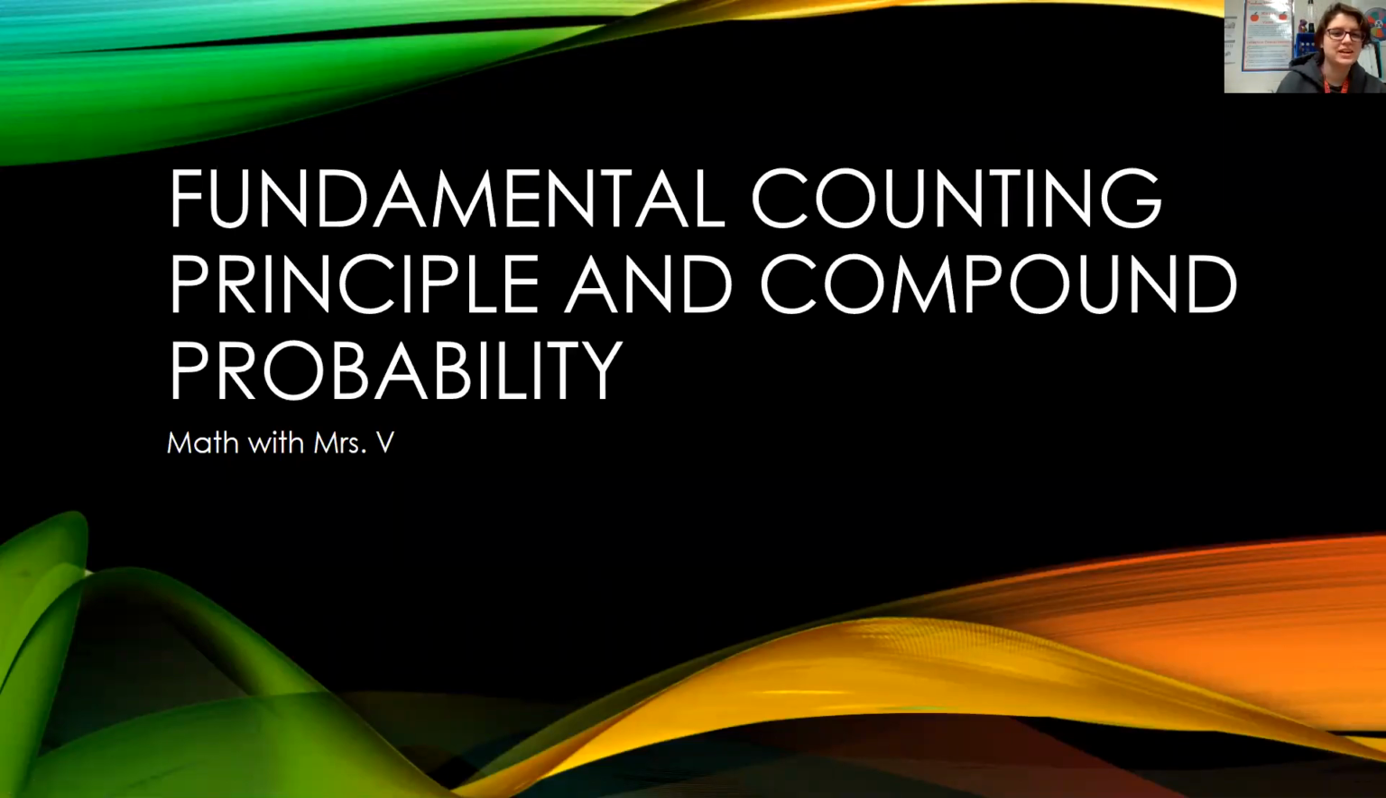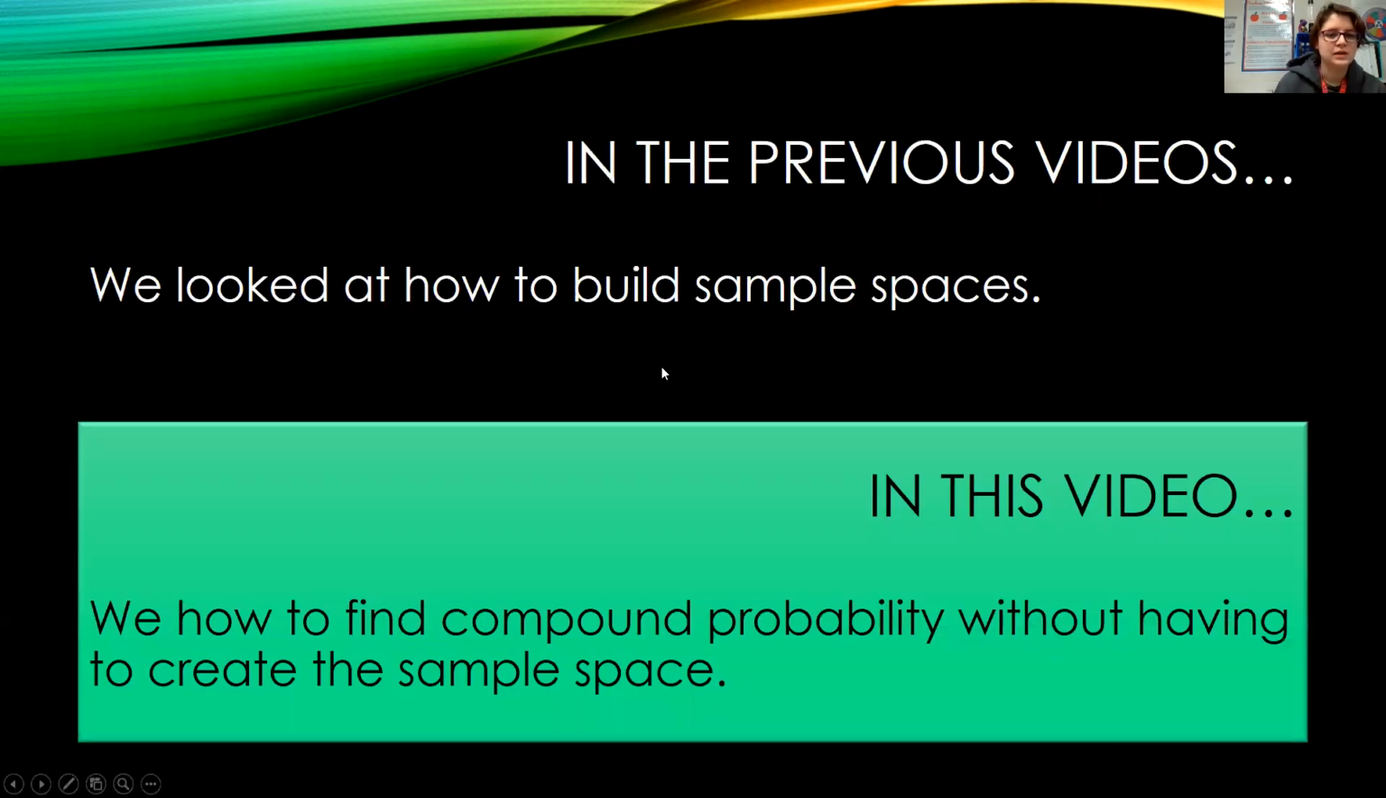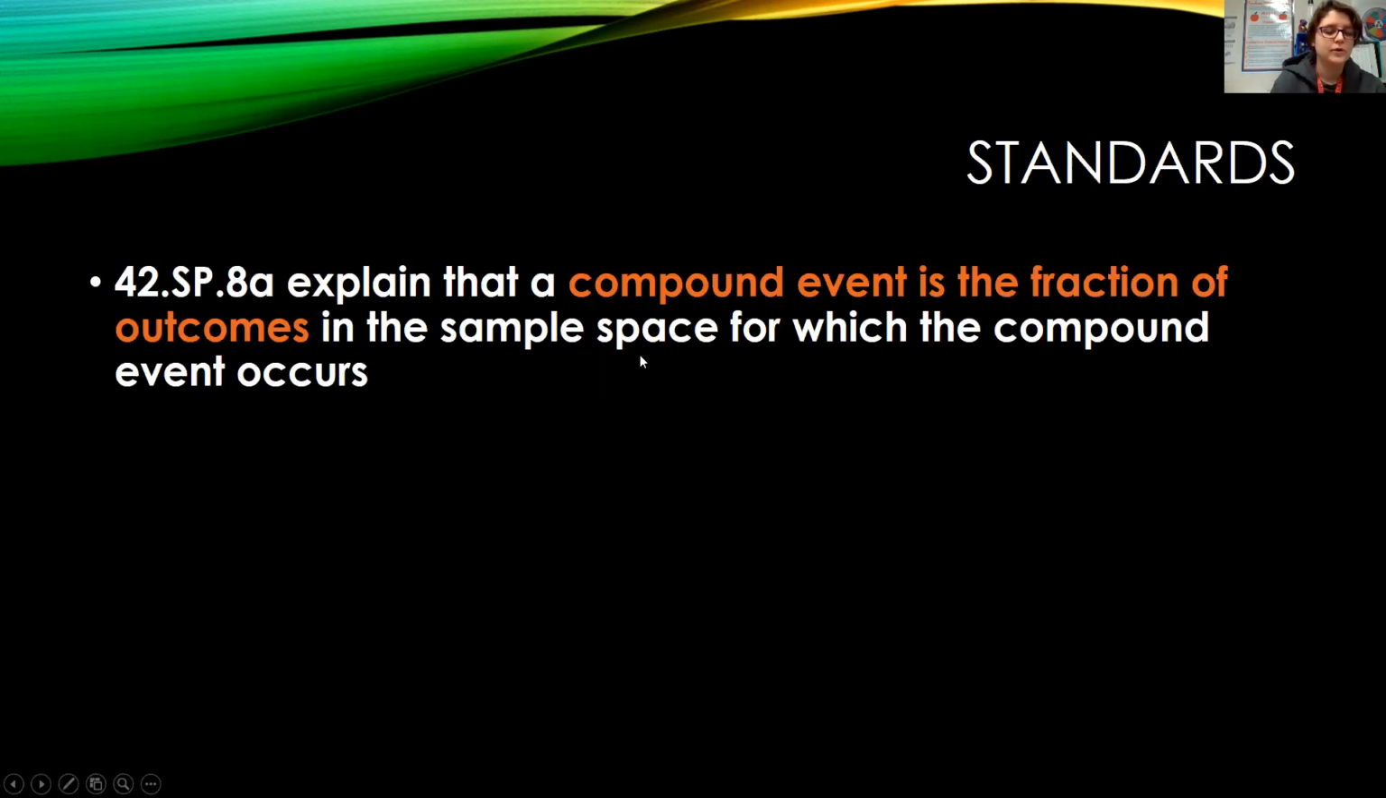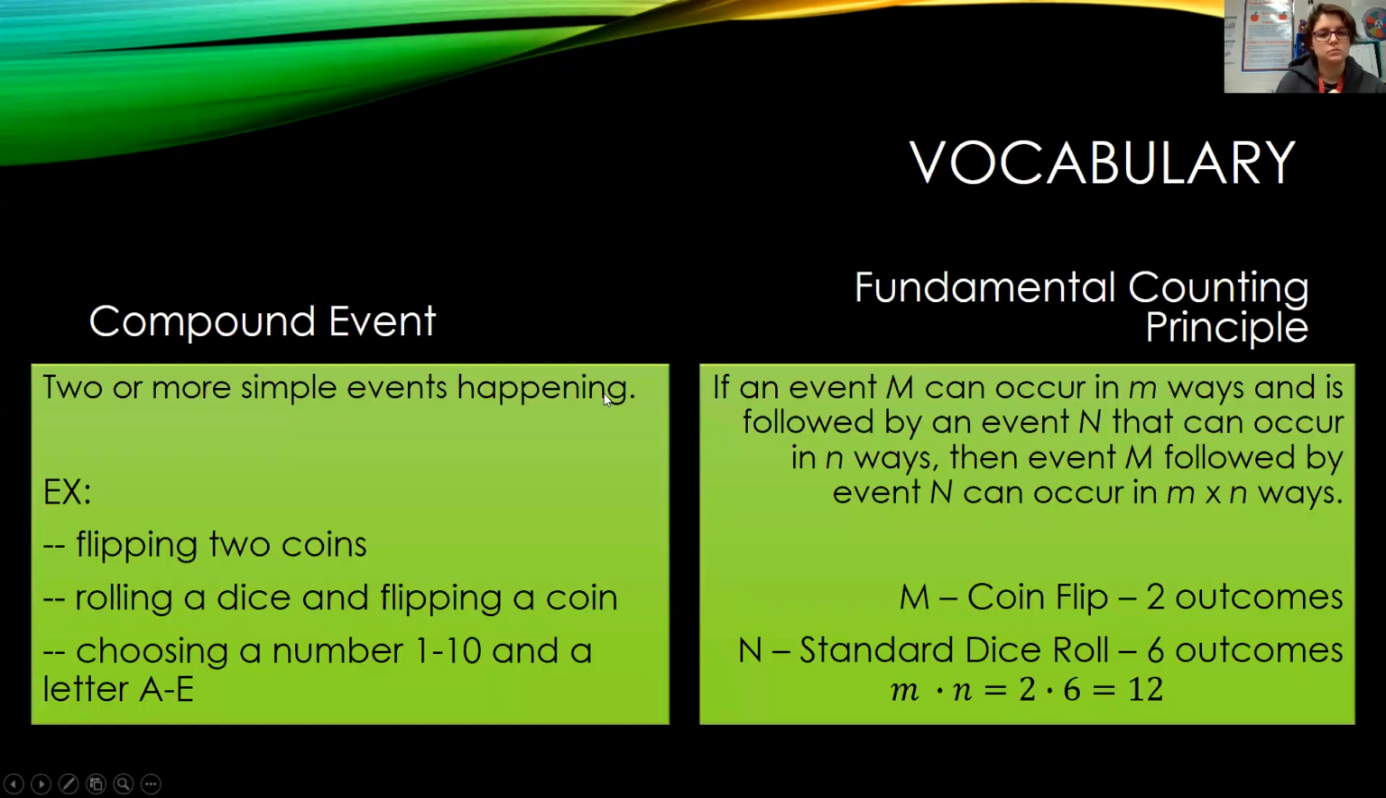Fundamental Counting Principle and Compound Probability. In previous videos, we have looked at how to build a sample space. And in this video, we will look at how we can find compound probability without having to create that sample space. We're focusing on standard 42 SP 8A, specifically the part where a compound event is the fraction of outcomes.